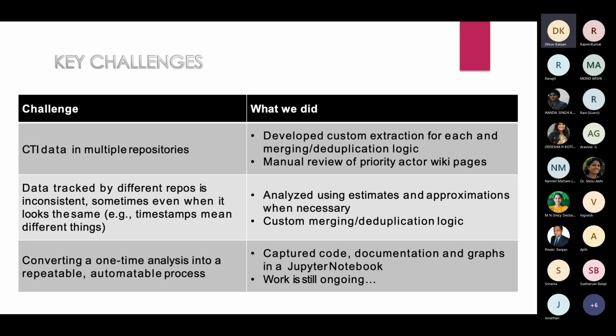Secondly, the challenge is that data being tracked by different repos is inconsistent. It might even look the same, but some people might be talking about different kinds of things. Even on VT, we were seeing that timestamps were different for the same hash values, because it was picking up the timestamp using JS on the client side. So we need to chart out information in terms of volatility and age, and then merge or deduplicate on that basis.